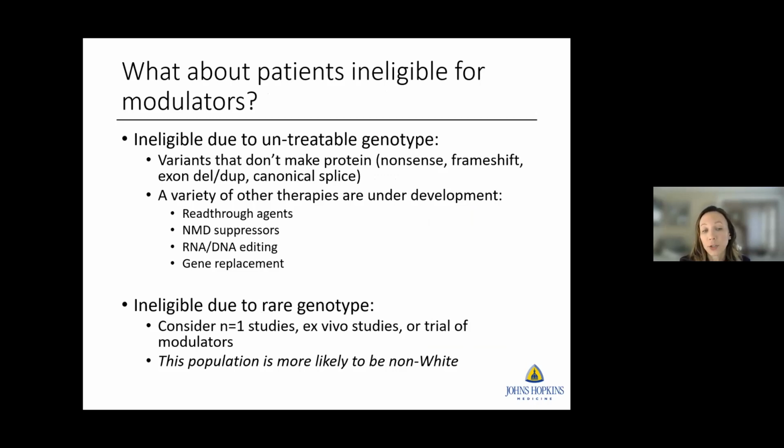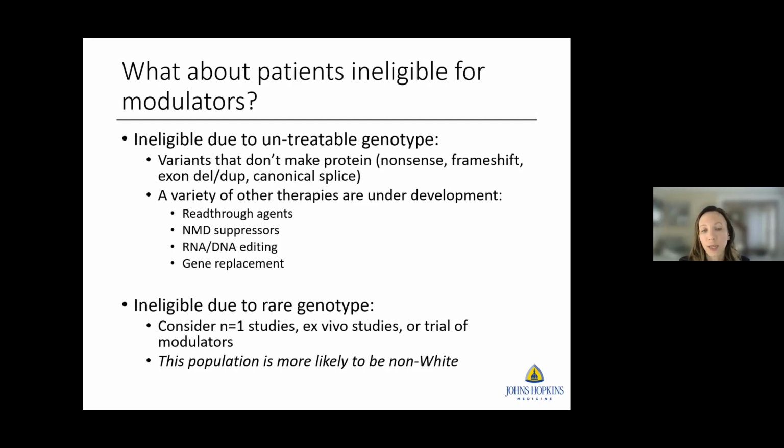And then there's a group of patients that are ineligible due to having a rare genotype. These are people who have a genotype with at least one variant that might make CFTR protein, but it's rare enough that nobody has studied it. And so we just don't know. It could actually be a really good modulator responder, but nobody's been able to investigate it yet.